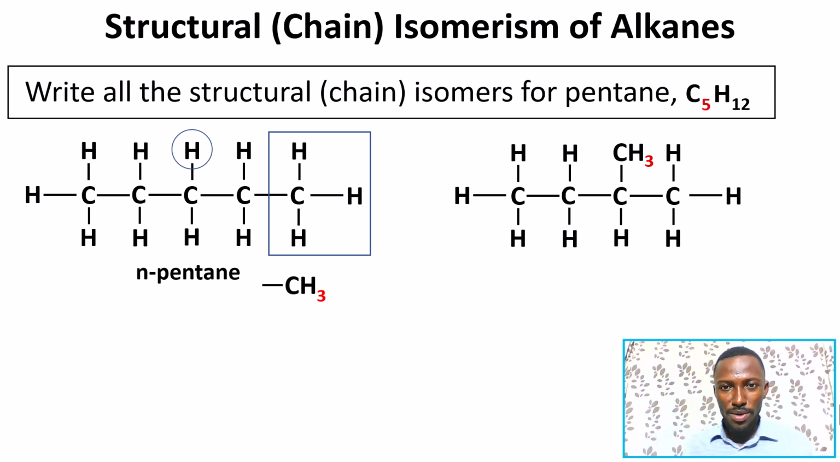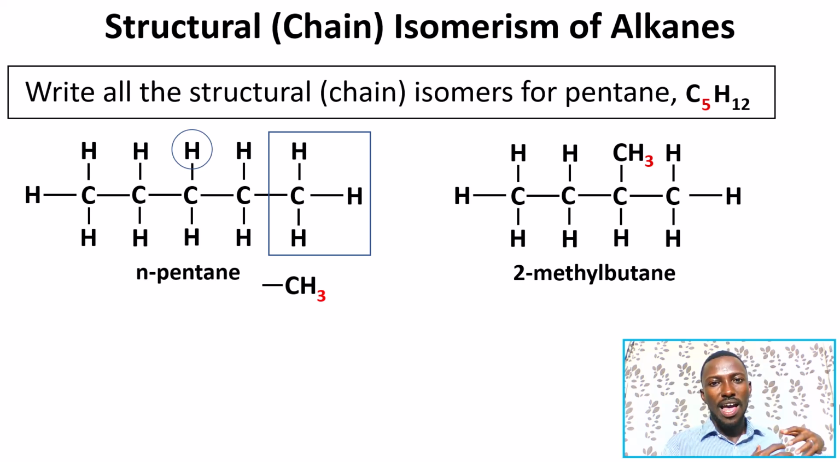Now, when you are done with this, to write the next isomer, we go through the same steps again. By the way, the name of this compound is 2-methylbutane. If you are just watching this video for the first time without watching our earlier lessons on alkanes, you wouldn't understand how we got to this name, 2-methylbutane.